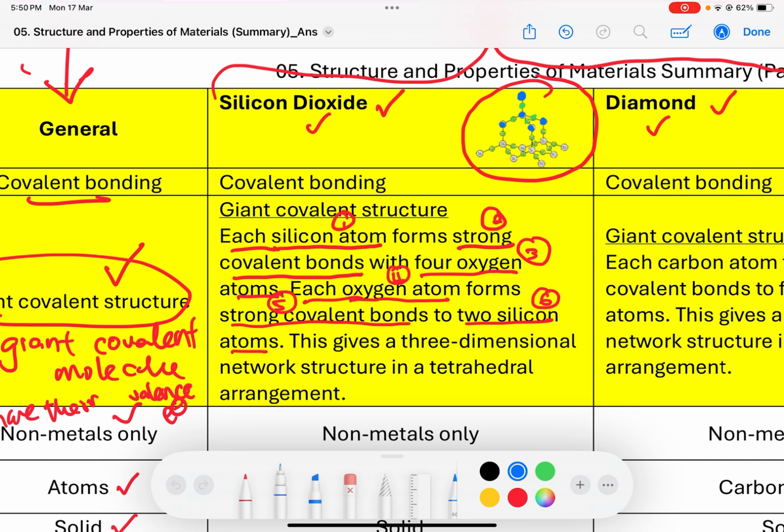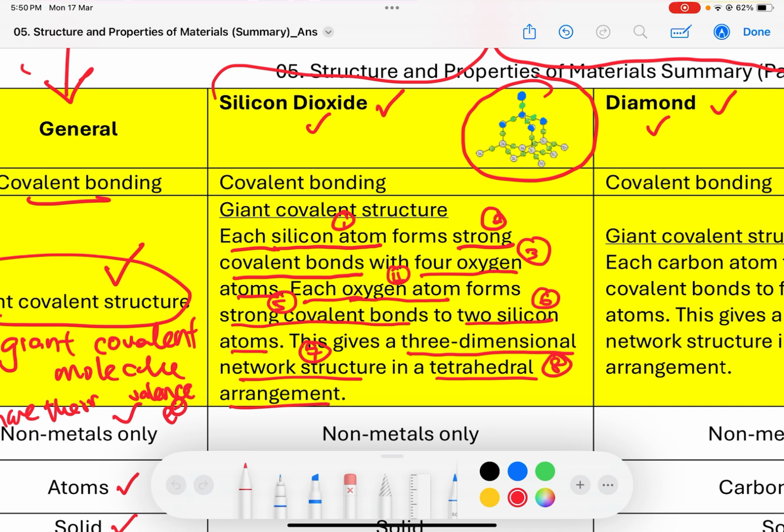Okay, so when you talk about this giant covalent structure, you need to describe how the bonding works. Each of the atoms bonds to how many of the other things around them, and this actually extends throughout the structure. This bonding extends almost infinitely. It gives a 3-dimensional network structure in a tetrahedral arrangement. Tetrahedral means it's like a four-sided shape. So in general, each of them will bond with 4 other things.